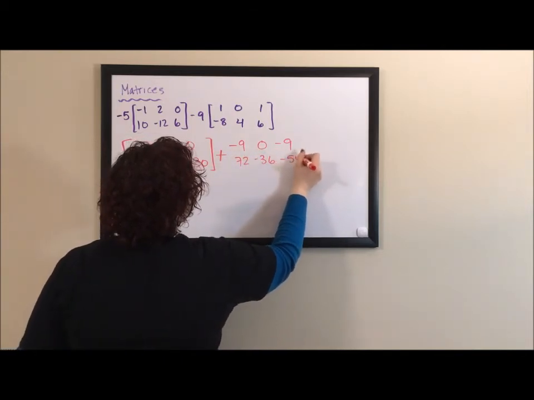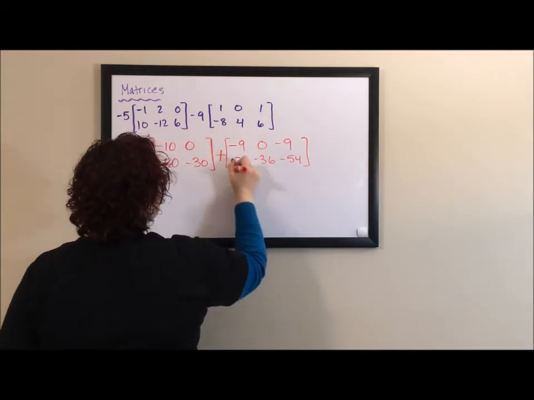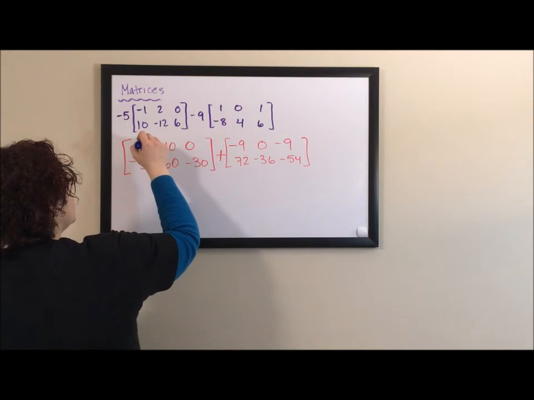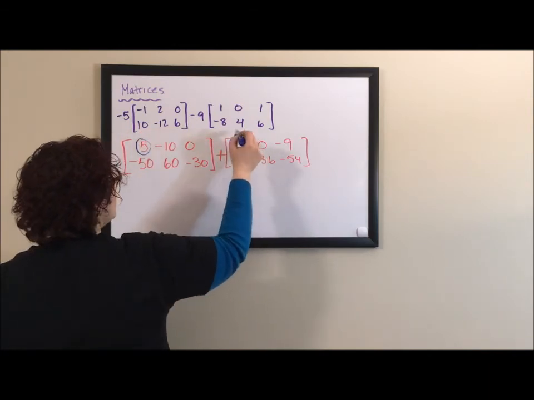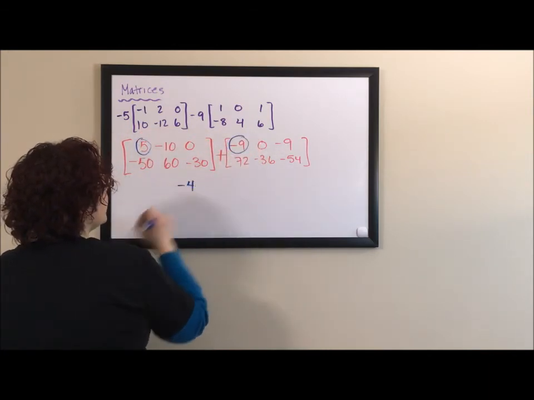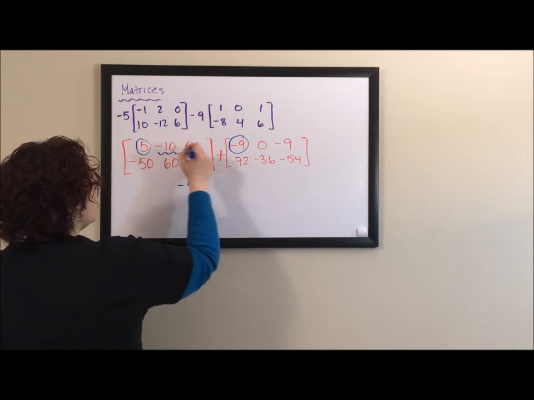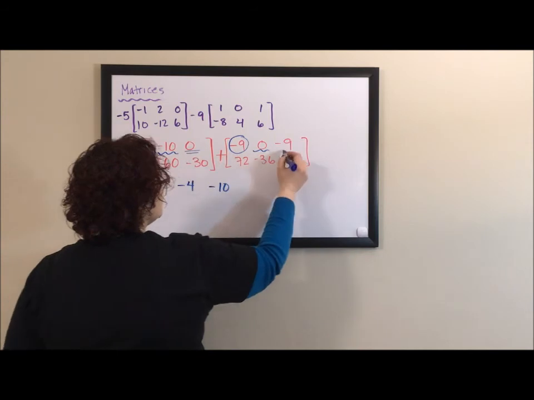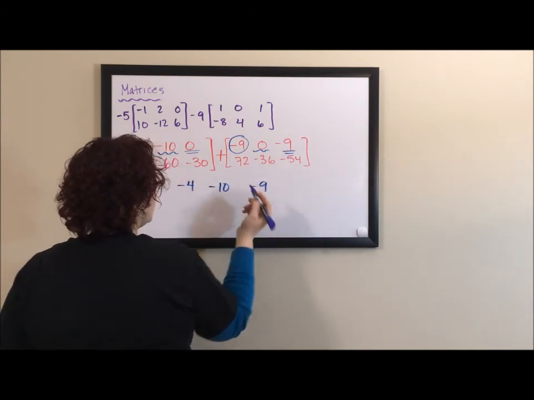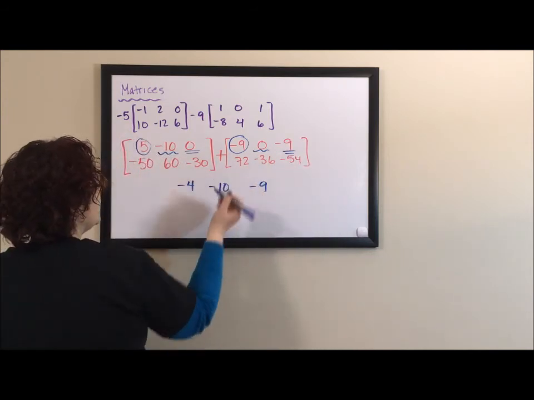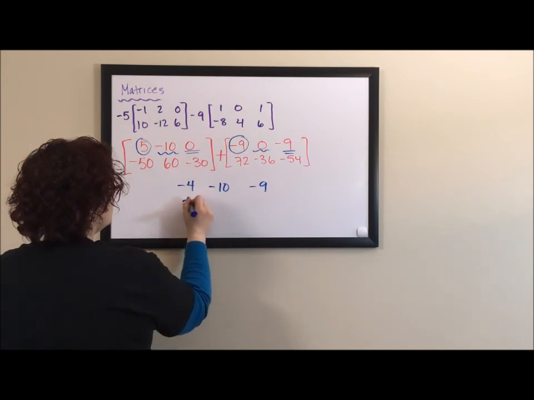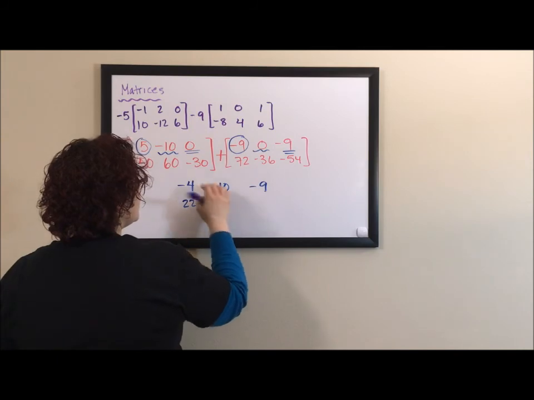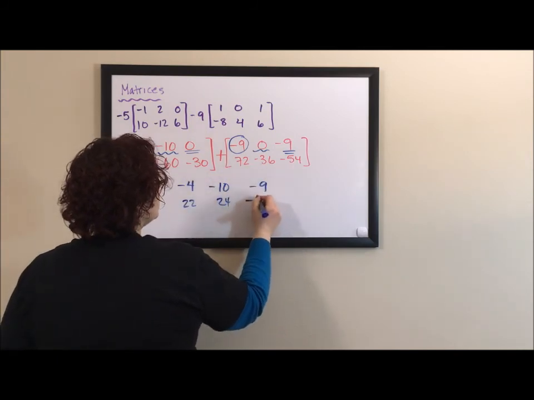and a -54. When I add these two together, I add element by element, which means the first element in the first row gets added to the first element in the first row, yielding a -4. Second element, -10, third element, -9. Then I go to the second row. -50 plus 72 is 22. 60 plus -36 is 24. And -30 plus -54 is -84.